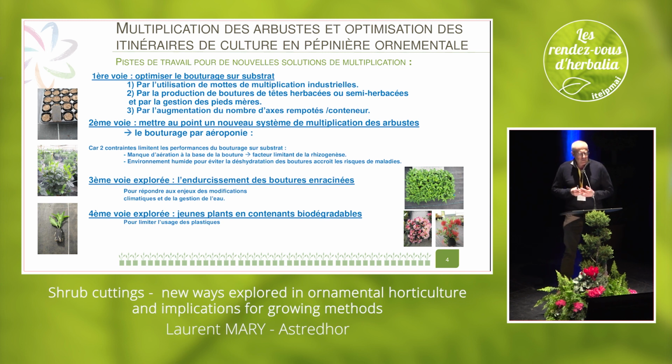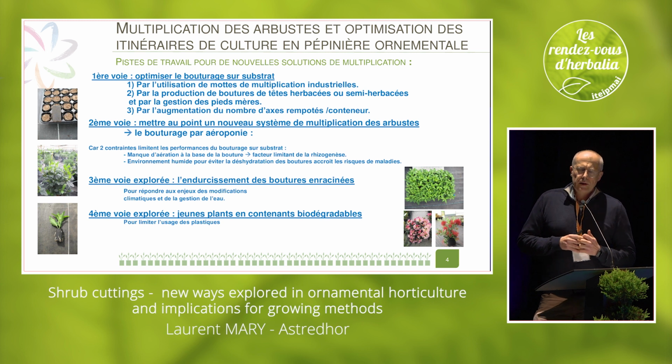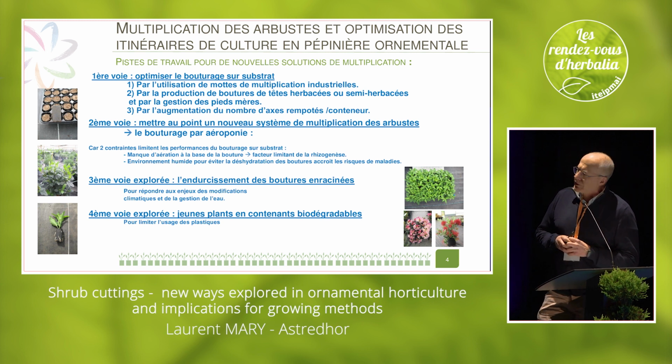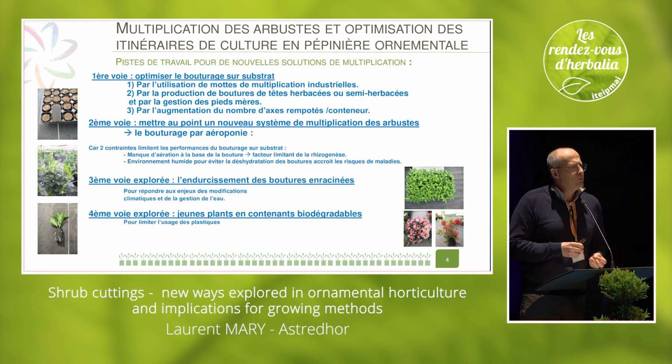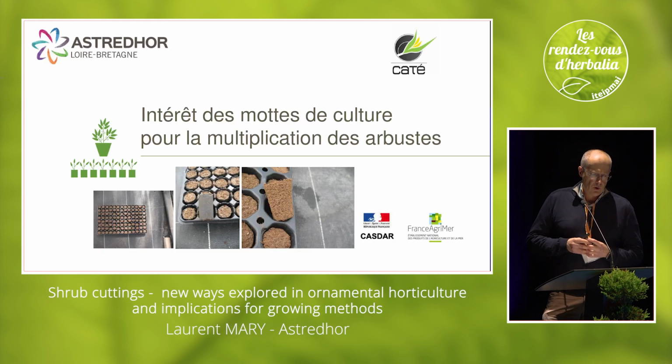This was the first option. We chose to optimize a substrate shrub cutting. This is traditional. You go into the cells to begin your cuttings using industrial multiplication methods, these clods, and then using production of grassy heads rather than using the woody ones, using semi-herbaceous ones, grass-based heads, and also increasing the number of axes that were repotted in containers. Because usually we took one cutting, we created one plant, but there are other options available.